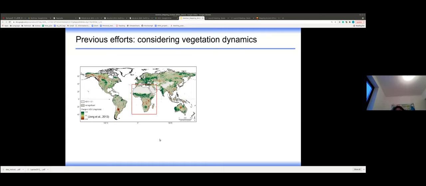So the process is important, not only because it improves the performance for the present day, but it also helps us to understand how it changes in the future.